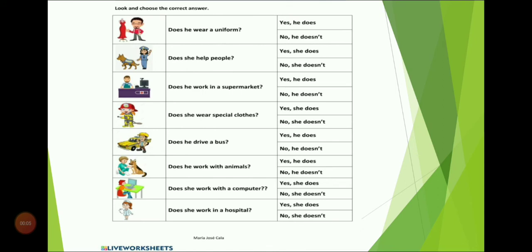Now, look and choose the correct answer. Does he wear a uniform? Yes or no? Does she help people? Yes or no? Does he work in a supermarket? Yes or no? Does she wear special clothes? Yes or no? Does he drive a bus? Yes or no? Does he work with animals? Yes or no? Does she work with a computer? Yes or no? Does she work in a hospital? Yes or no?